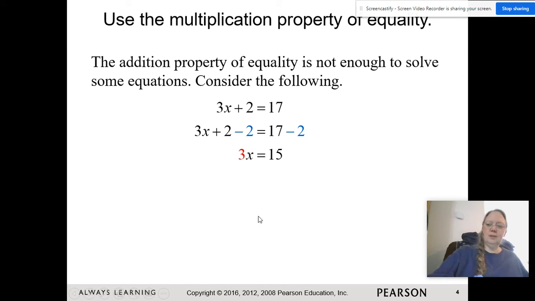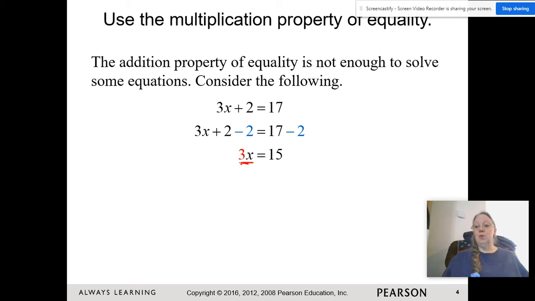So in the last section, we solved problems like this. 3x plus 2 is equal to 17. You would subtract 2, you get 3x is equal to 15. The problem with the methods that we learned in the last section is it didn't tell us how to deal with this if I have more than one x. Remember, when we're solving, we need x by itself.